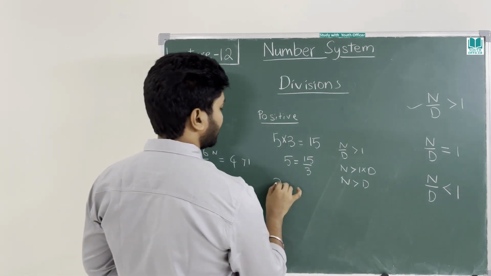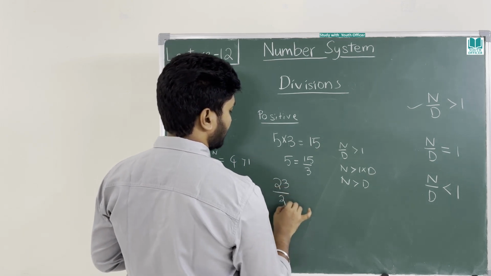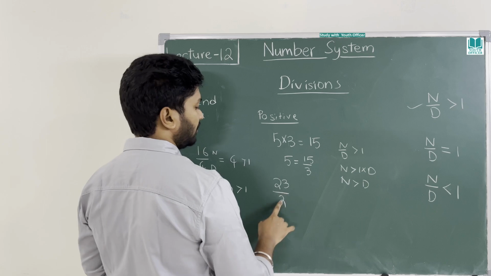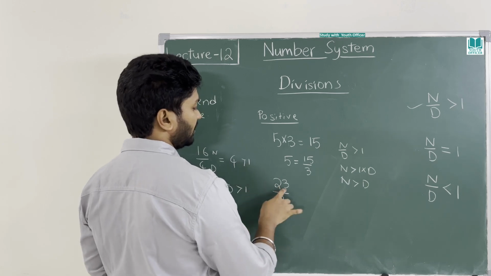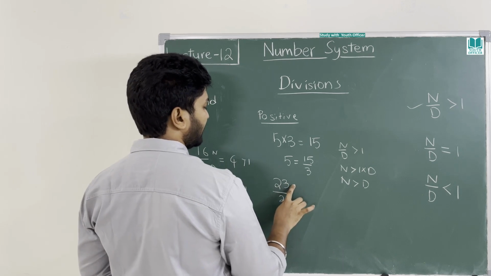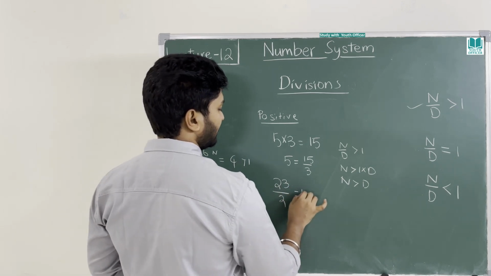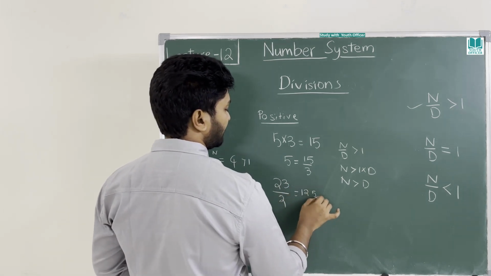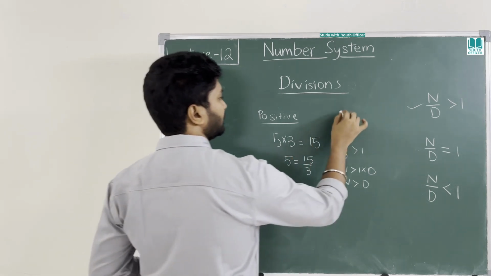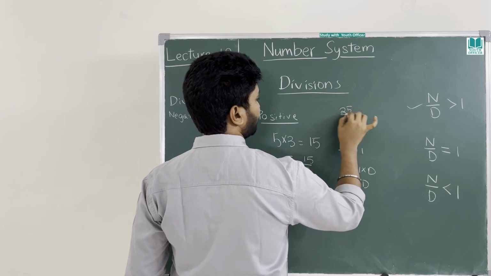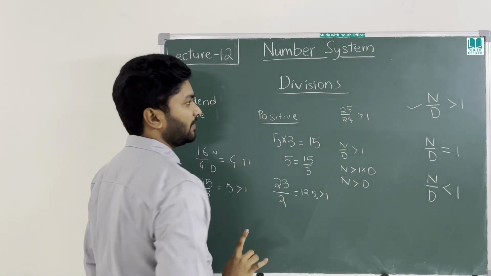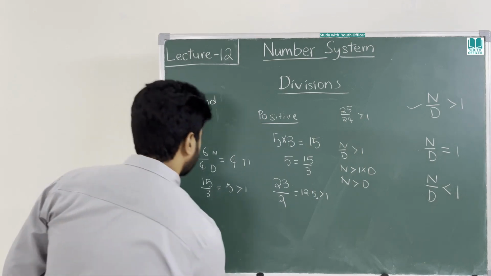If I give you something like 25 by 2, it may not cancel directly. 12 times 2 is 24, 11 times is 22, 25 will never come exactly. But the numerator is greater than the denominator, so the answer will be 12.5, which is greater than 1. Whatever number you take, like 25 by 24, the answer will be greater than 1 because the numerator is greater than the denominator. Hope you are comfortable with this.